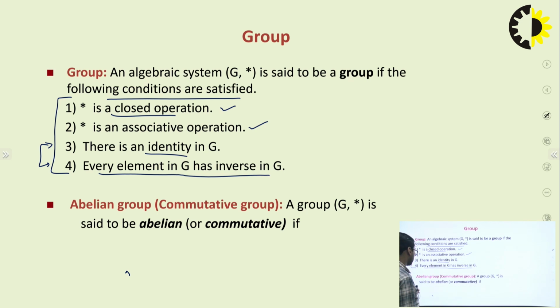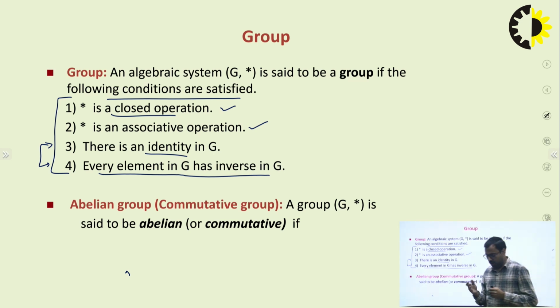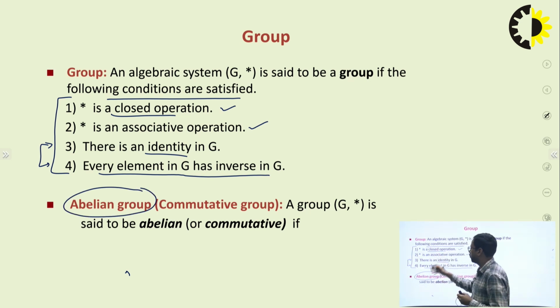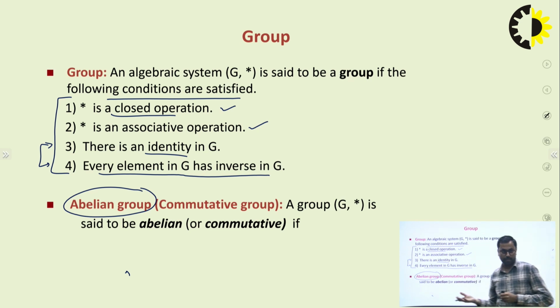What is the abelian group? A group is said to be an abelian group if it contains the features of the group and also one extra feature, that is the commutative property. That means points 1, 2, 3, 4 are contained, and also one extra feature, the commutative property.